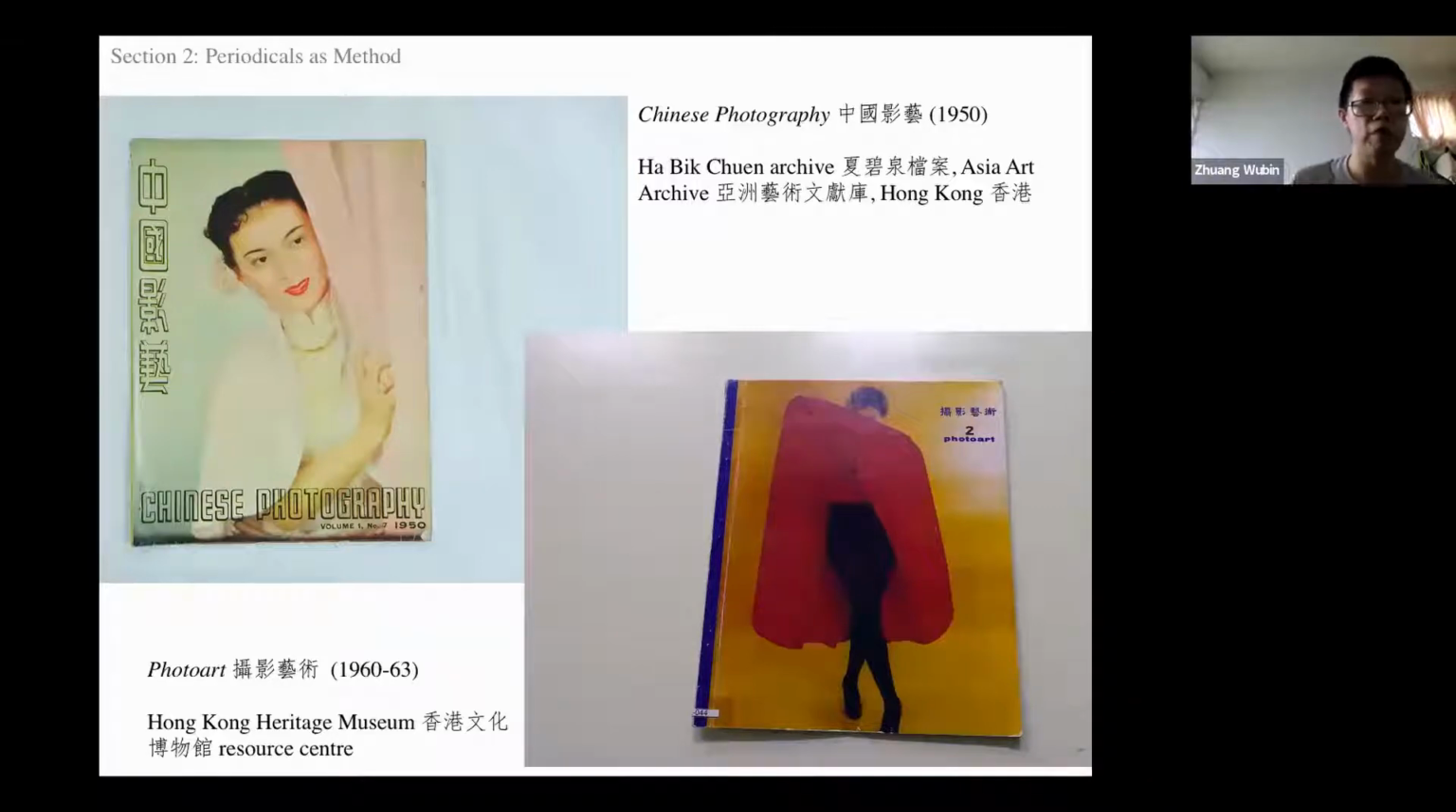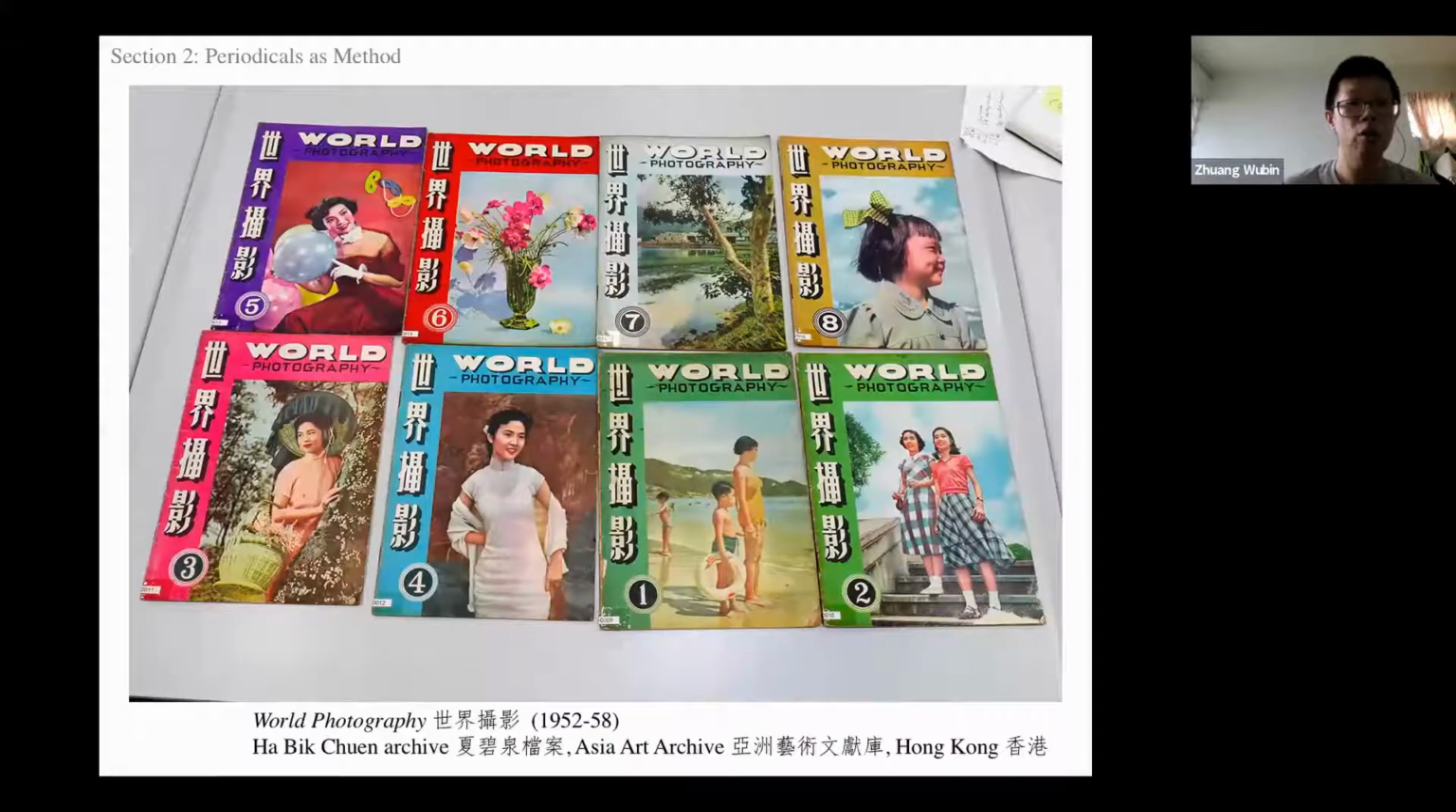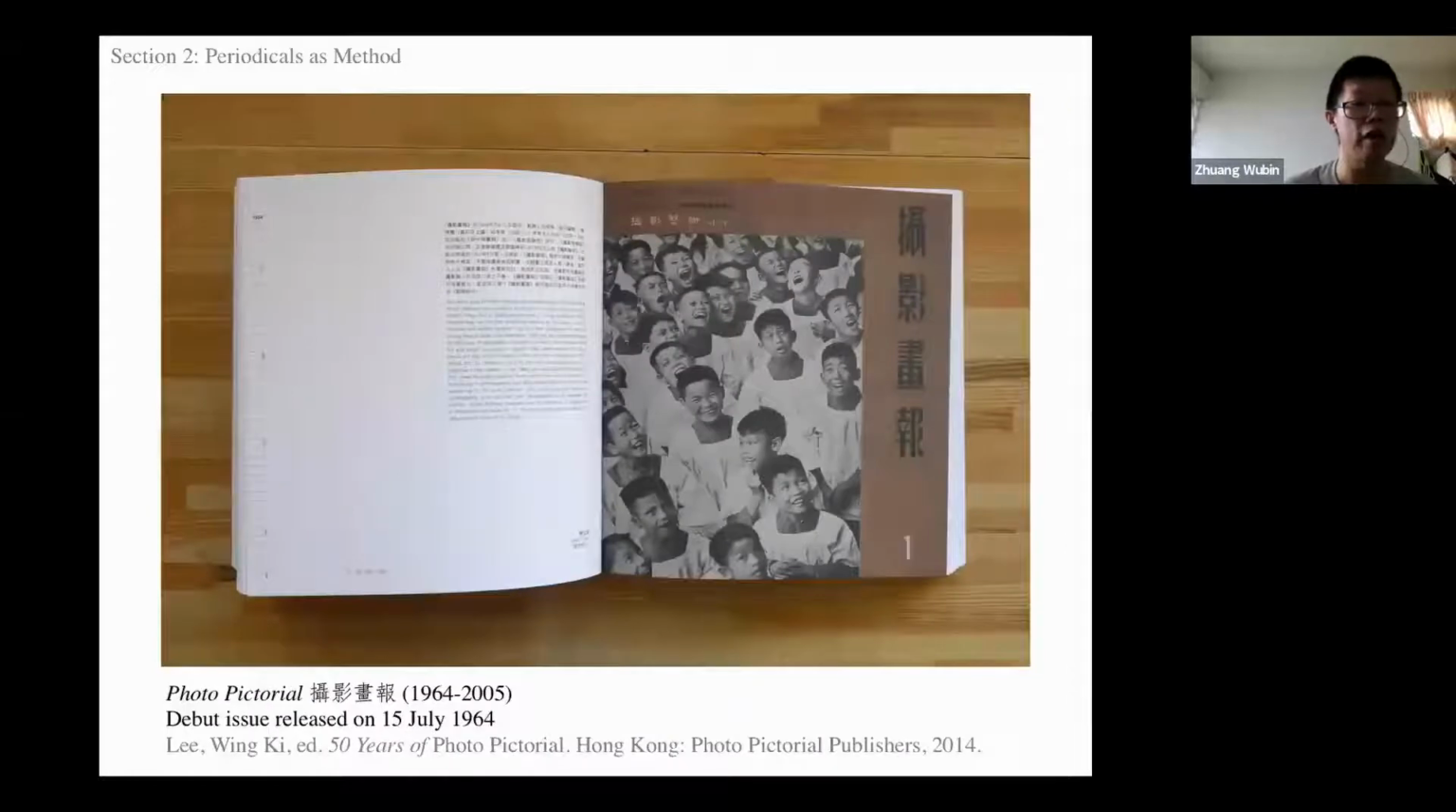Section 2 of my report concerns periodicals, using periodicals as a method or as source materials to try to resurface Hong Kong within Southeast Asia. In general, I looked at 4 periodicals. The first is Chinese Photography. Then I looked at Photo Art, which existed for 2 periods, but I'm primarily interested in the first period, 1960 to 1963. I looked at World Photography, which existed from 1952 to 1958. And then I looked at Photo Pictorial, which existed from 1964 to 2005, nearly half a century.